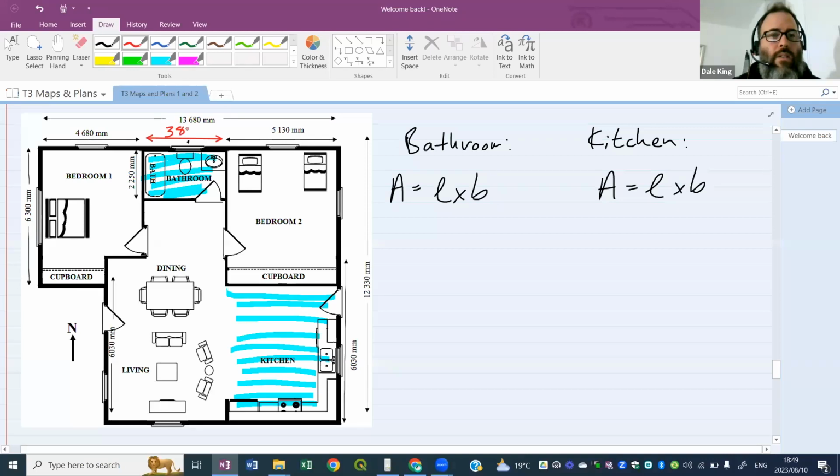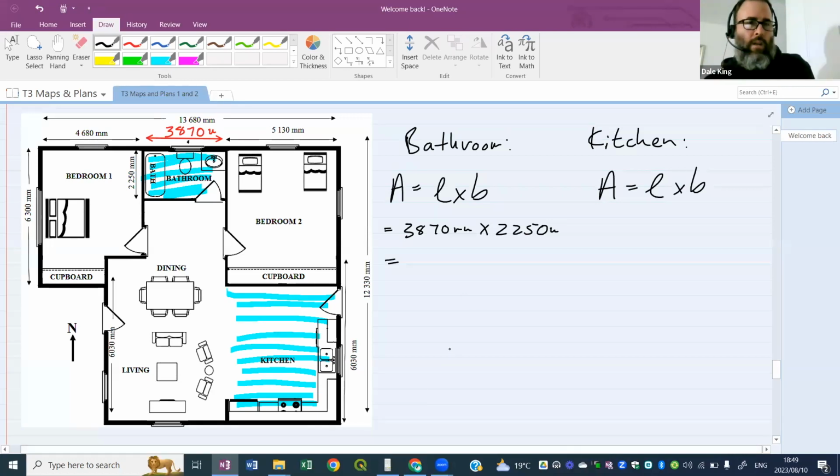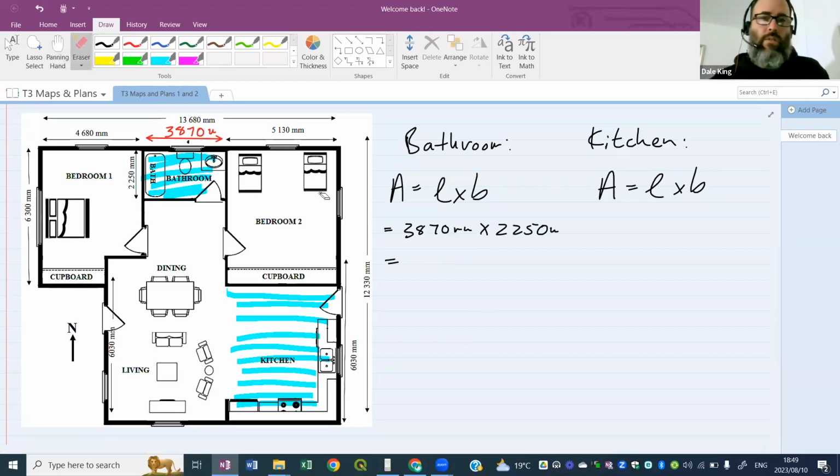It was 3,870 millimeters. All right, so you remember it. You got it down there. And what's the other dimension? 2,250. Okay, so let's just do that. 3870 times 2250. It's going to give us a huge number, isn't it? Should we not convert? In fact, let's convert now. You should always convert first before we do the formulas. All right, so let's convert first.